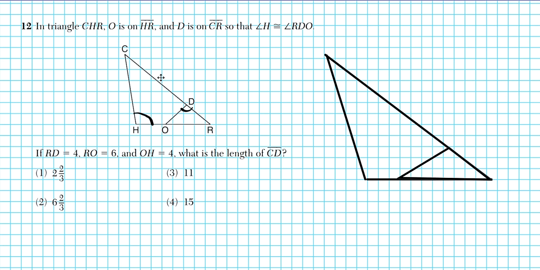If RD is 4, RO is 6, and OH is 4, what is the length of CD? So we're looking for this length right here, length CD. Okay, so first of all, with this given information, we have a big triangle and a small triangle.